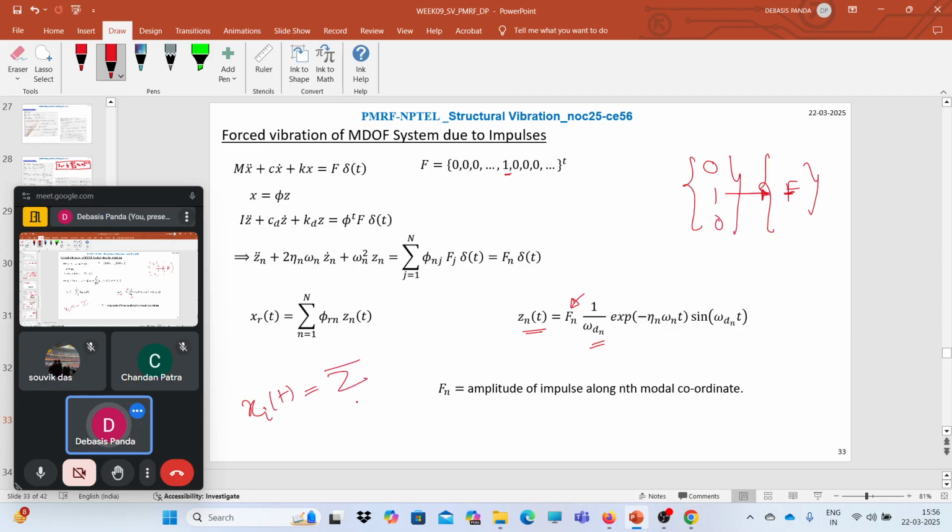So finally the physical response x of t, or x_i of t, is nothing but the summation of n equals 1 to n of phi times Zn of t. That means if we can calculate the modal responses using the Duhamel integral, and we have the mode shapes, we can easily calculate the responses of a multi-degree of freedom system, and we will solve it using MATLAB. We will see how to do it.